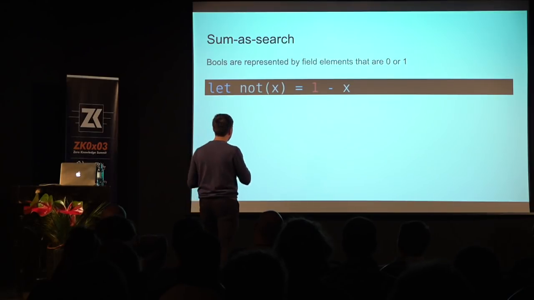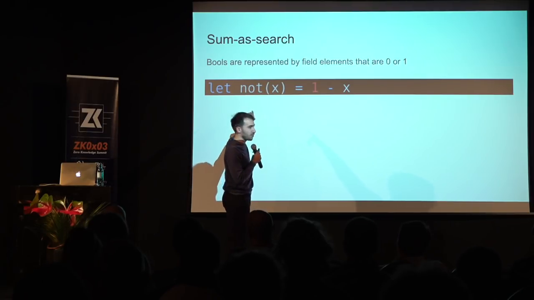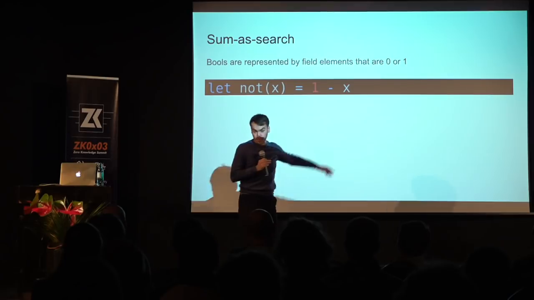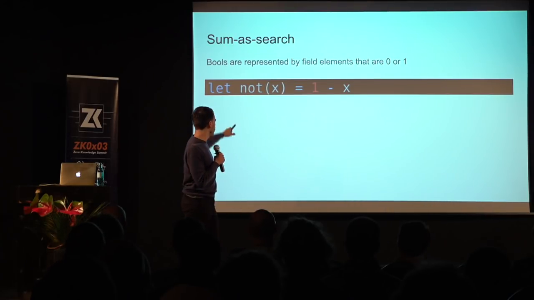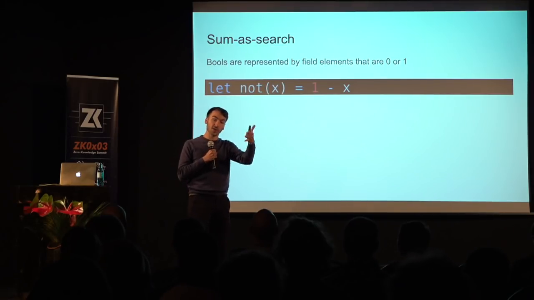So with this representation, everything's pretty easy to talk about. All the bit stuff you know and love from normal computers, the greatest hits, we got them all. Not is 1 minus x, right? Because if x is 0, then 1 minus 0 is 1. If x is 1, 1 minus 1 is 0. So it's not.